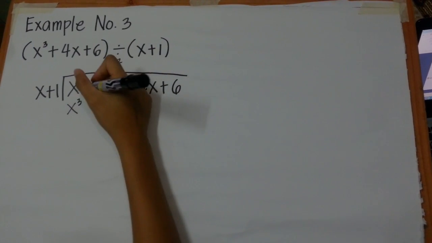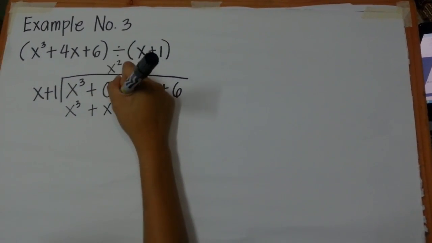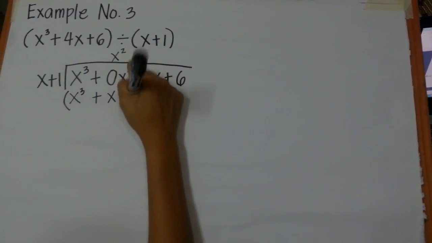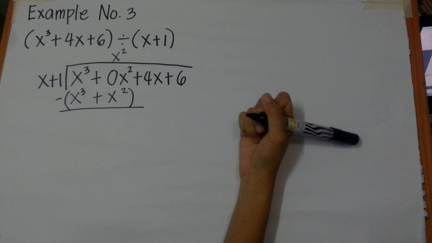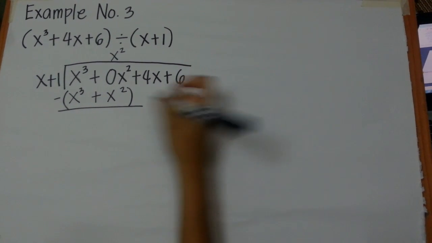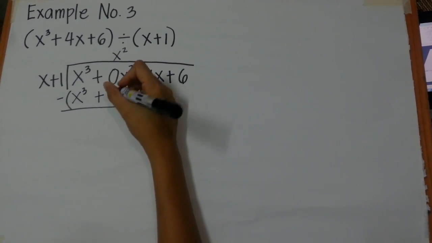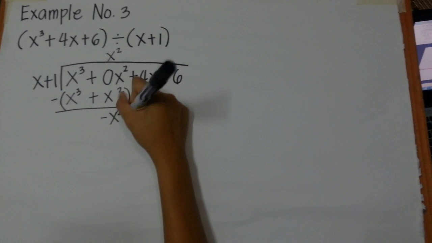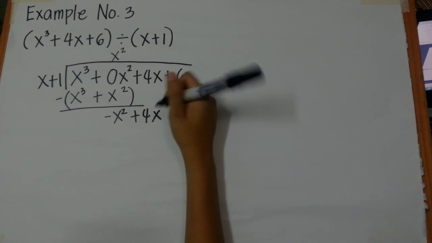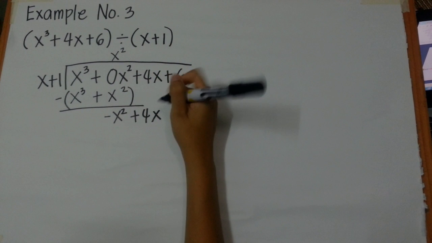Multiply this with a divisor. X squared times x is equivalent to x cubed. X squared times 1 is equivalent to x squared. We add parentheses in order to avoid confusion. And then we subtract. X cubed minus x cubed is equivalent to 0. 0x squared minus x squared is equivalent to negative x squared.